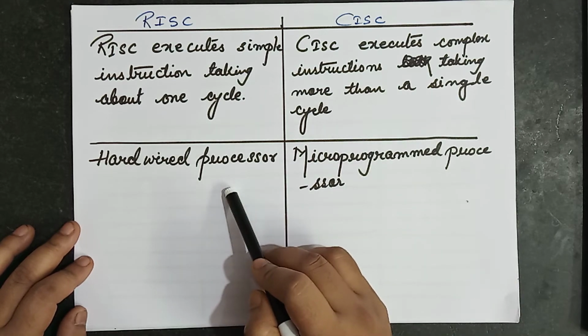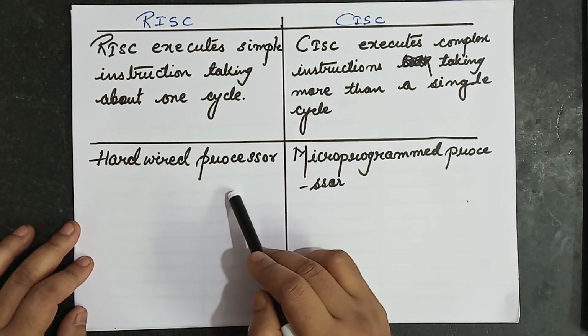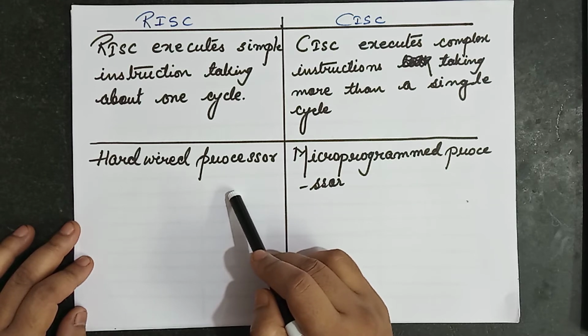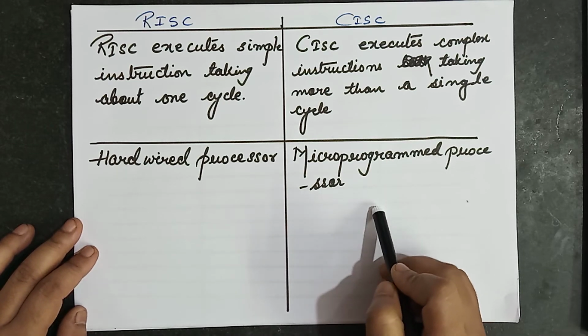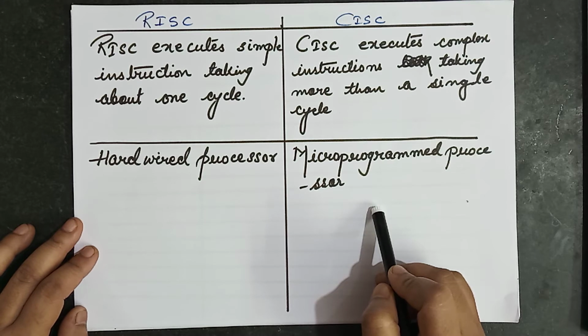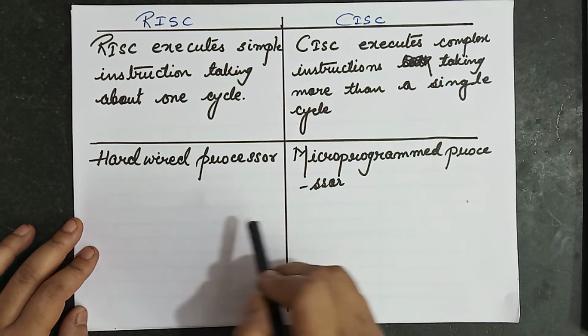RISC control unit is a hardwired control unit. What does it mean? Basically, the hardwired control unit involves the control logic being implemented with gates, flip-flops, decoders and other digital circuits. Whereas the CISC control unit is a microprogrammed control unit. Microprogrammed control unit means it is implemented using a programming approach. In this, the micro instructions are performed by executing a program consisting of micro instructions. So this is what the difference is.